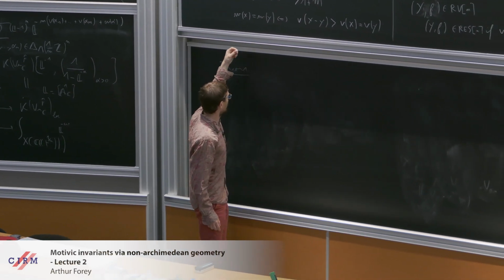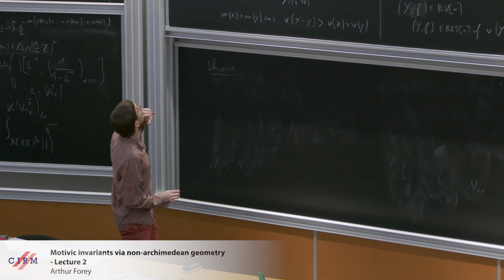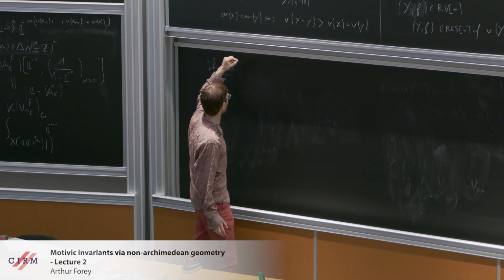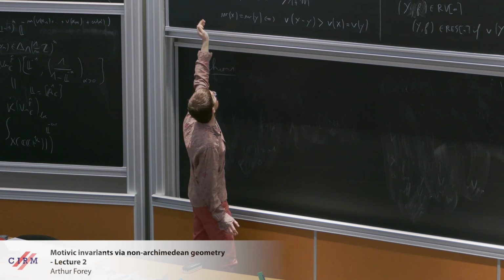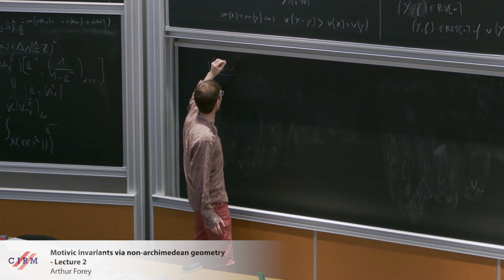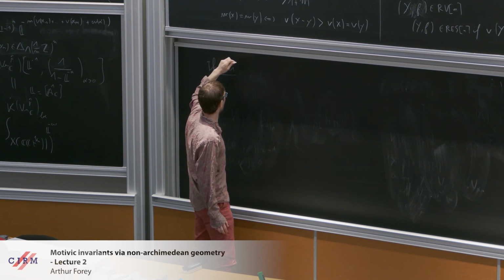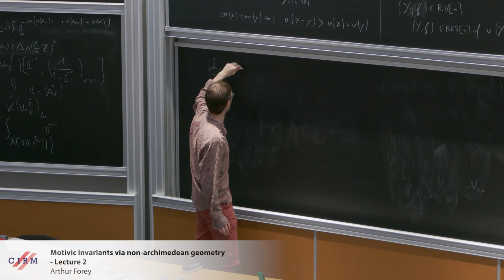So then we have the following theorem, that we can actually recover the Motivic zeta function out of the non-archimedean Milnor fiber using this. So maybe, okay, I wrote theorem, so now I need to state it.